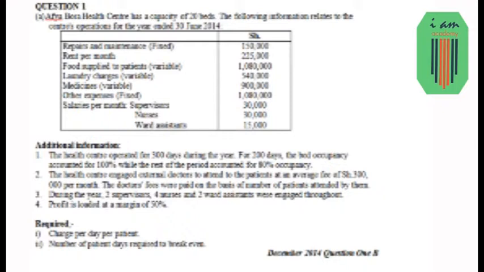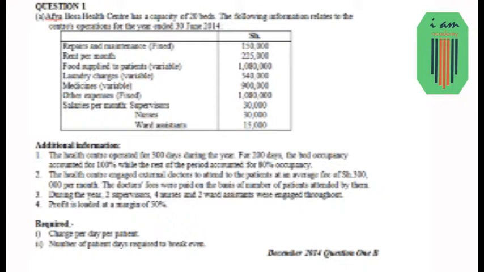We have salaries per month. Salaries paid to supervisors, 30,000. Salary paid to nurses per month, 30,000. Salaries per month, ward assistants, 15,000. That is the information in the table. Below the table, we have additional information.